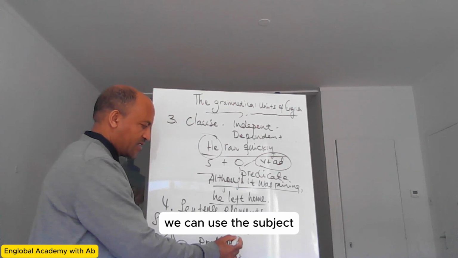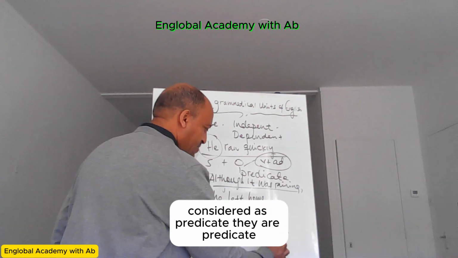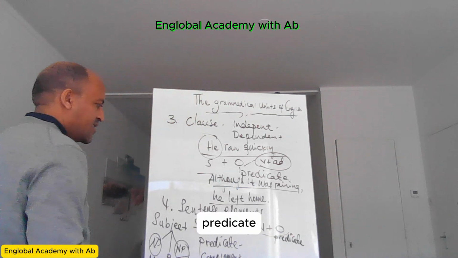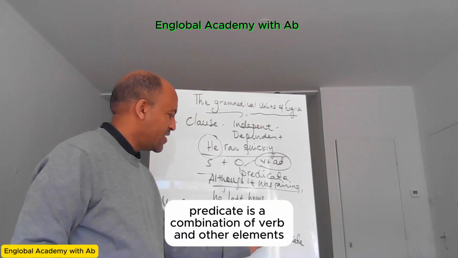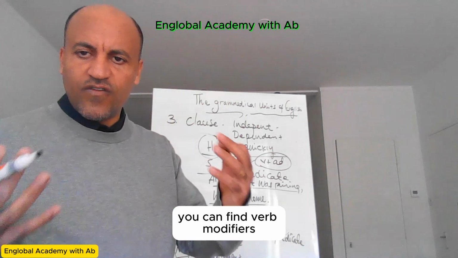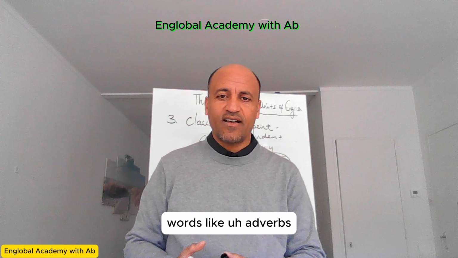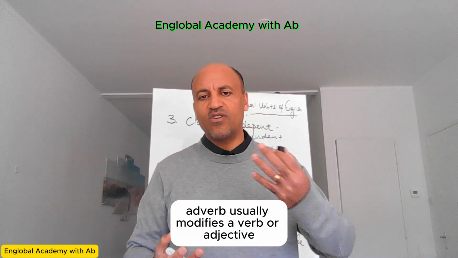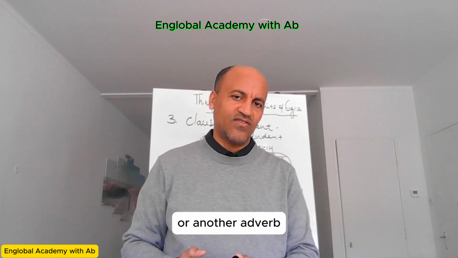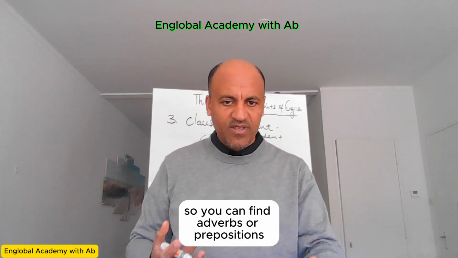We can use the subject, then the verb and other elements together, considered as the predicate. This predicate is a combination of verb and other elements. You can find verb modifiers. What are verb modifiers? Words like adverbs. An adverb usually modifies a verb, an adjective, or another adverb. So you can find adverbs or prepositions.